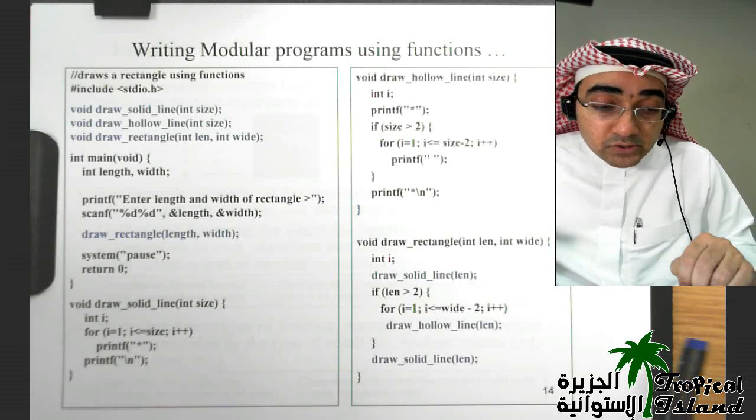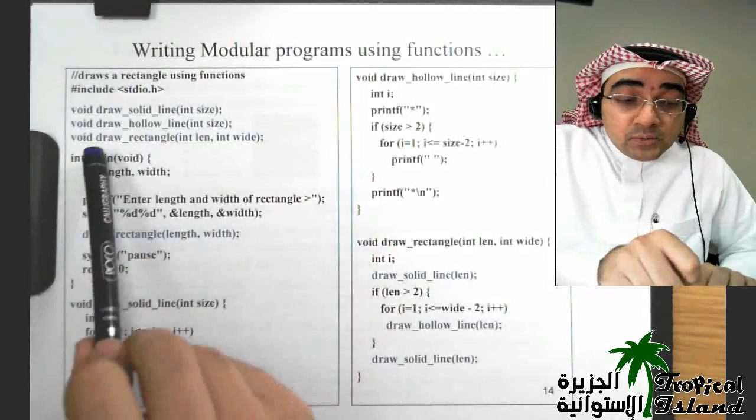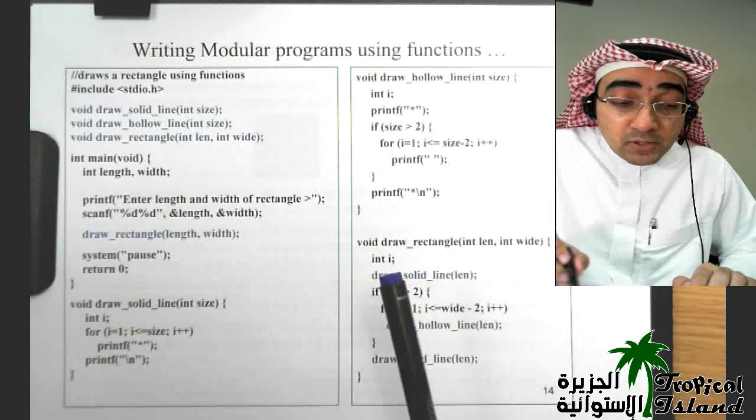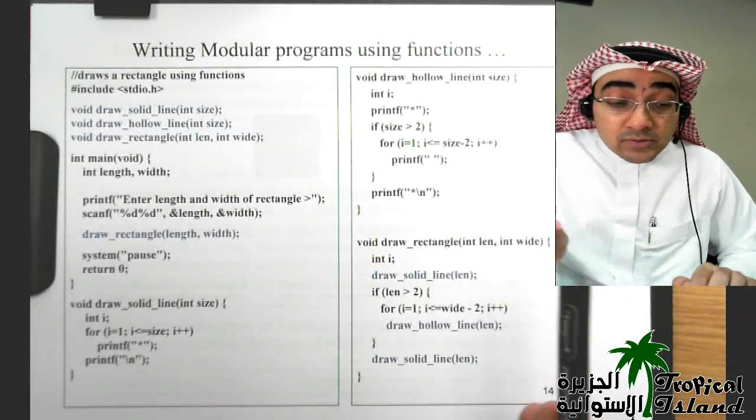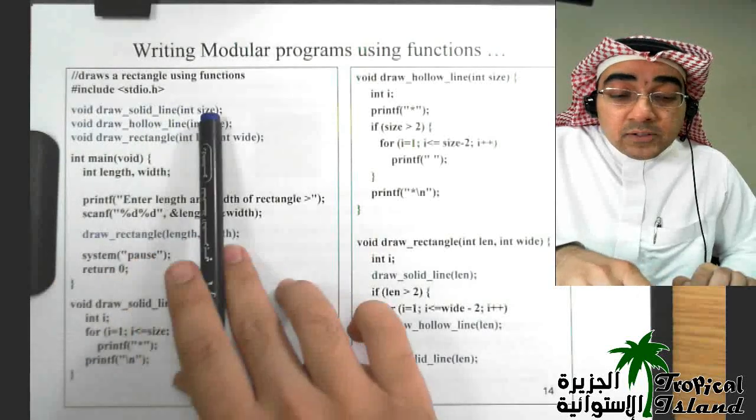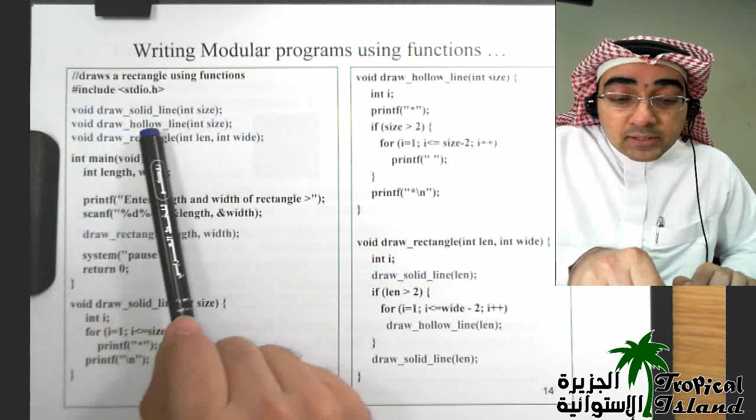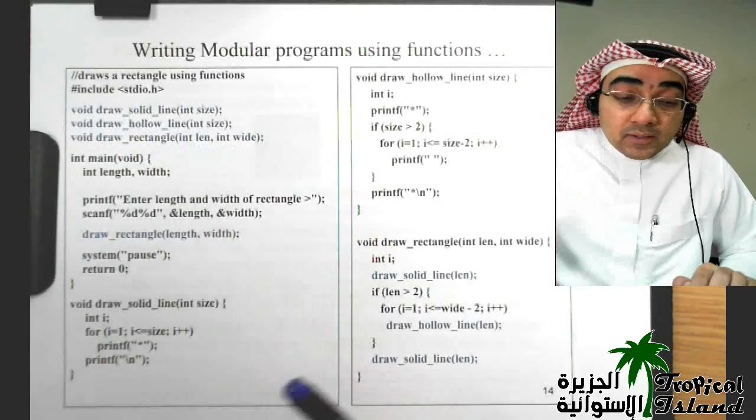Okay, so here is the code of the draw rectangle function. So we have our directives, the hash include stdio.h. Then we have the 3 function prototypes. Notice we end them with semicolons. We say void because this is something that's drawing for the user. It's not going to return anything. Draw solid line, and you give it an integer size. And then you have draw hollow line, integer size. Then you have void draw rectangle, integer length and width.